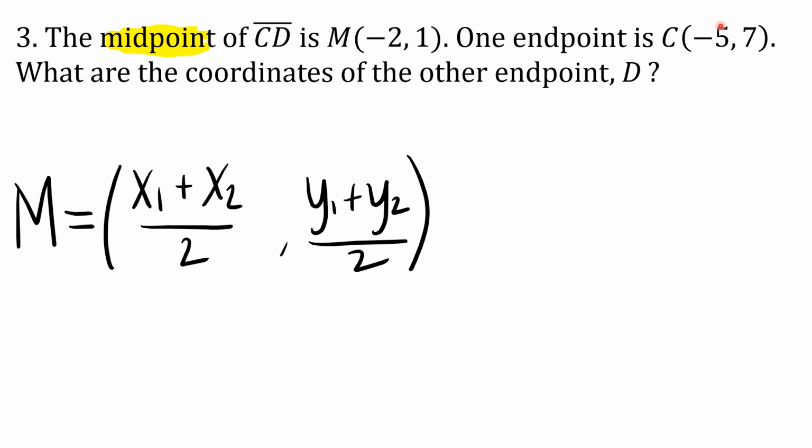And then the second thing that they told us is that one of the endpoints, we could say that's x1, y1, is negative 5, 7.